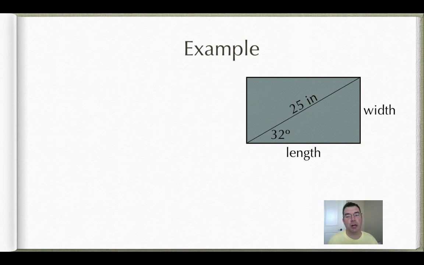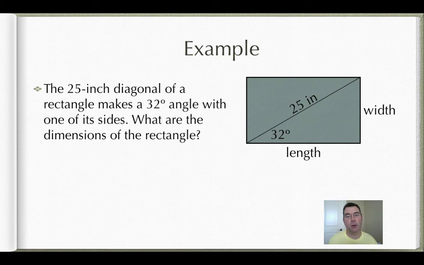It doesn't have a right triangle explicitly drawn in the diagram, but you can see that there is a right triangle somewhere in that picture, and we just need to use our information to figure out which right triangle we're going to use. We have a 25-inch diagonal of a rectangle, and it makes a 32-degree angle with one of its sides. What are the dimensions? So I actually need two answers to do this.